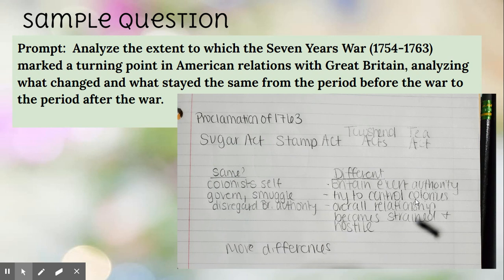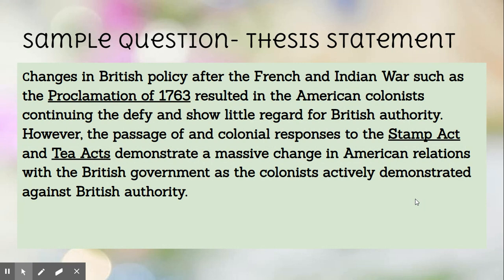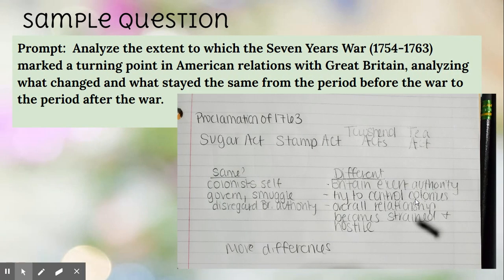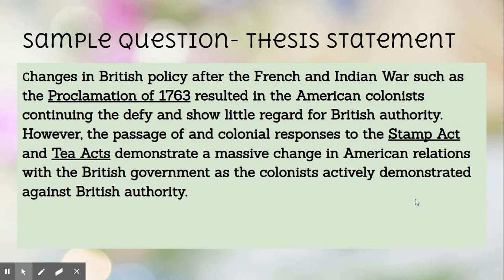So I decided that I was going to take the approach, I was going to make the argument that there were more differences after the war than there were before it, after the 7 Years' War, the French and Indian War. And so I translated that into a thesis like this. What I did was I took some of these specific laws, I'm going to use that as my evidence. I'm going to frame my argument around that evidence to suggest that it was more of a change than it was the same. So this is where I left it.